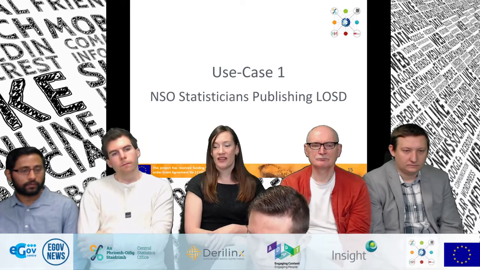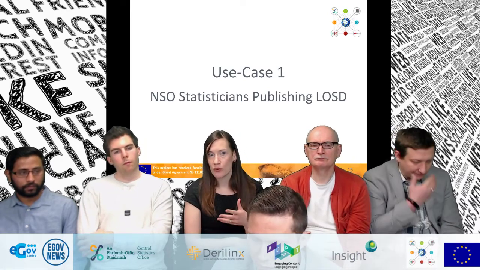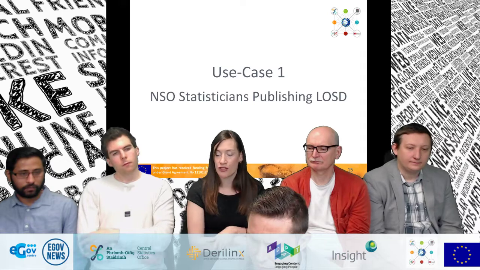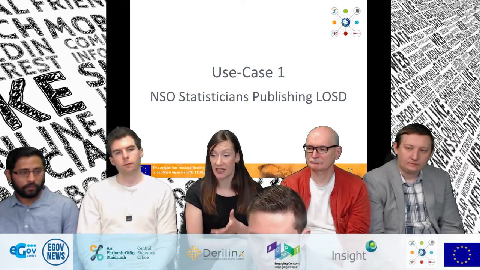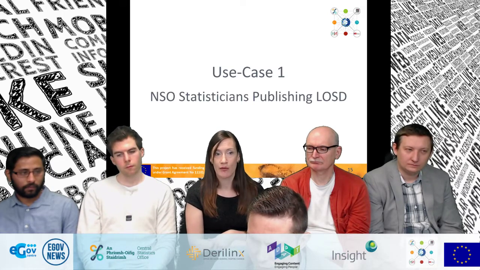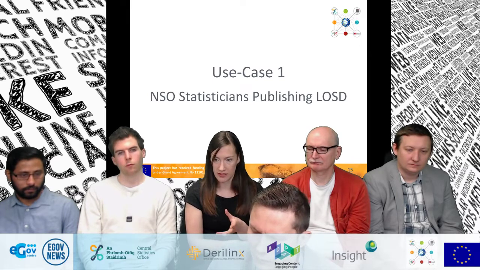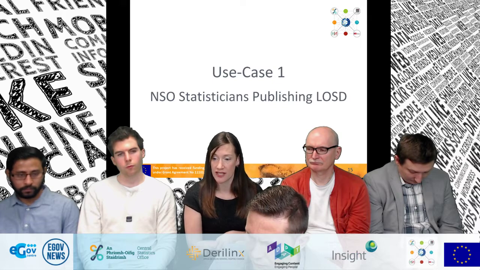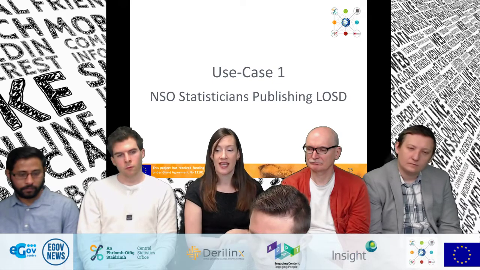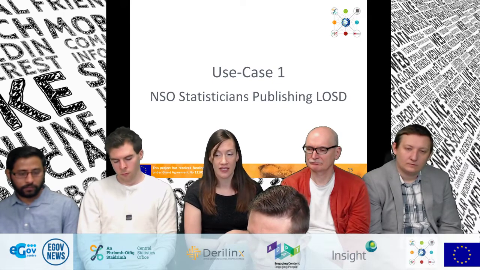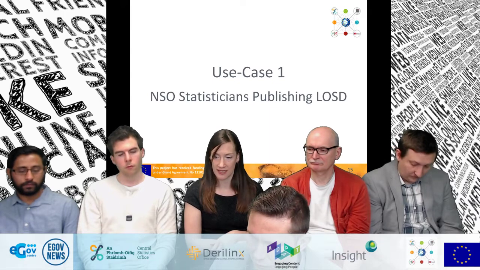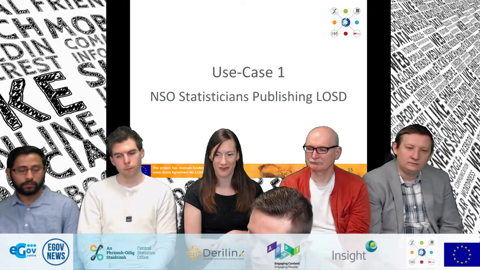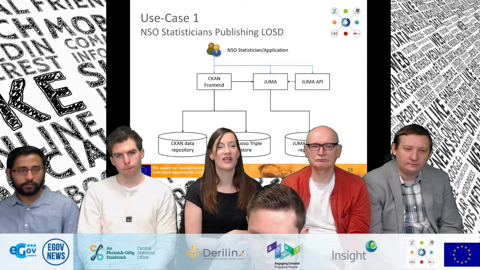Okay, so the way we're going to talk through or demonstrate the pipeline is through the 3 use cases that we defined at the beginning of the project. Because again, we wanted it to be as practical as possible, something that was really useful for the stakeholders that were outlined in the project. So the first use case is for the NSO statisticians publishing linked open statistical data. Okay, so the different components that are involved in this.